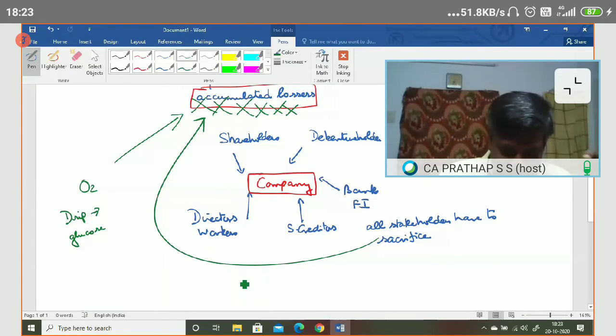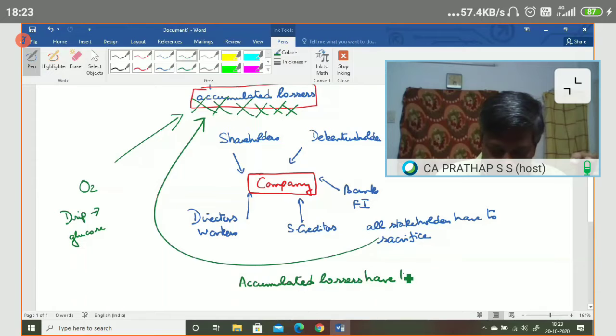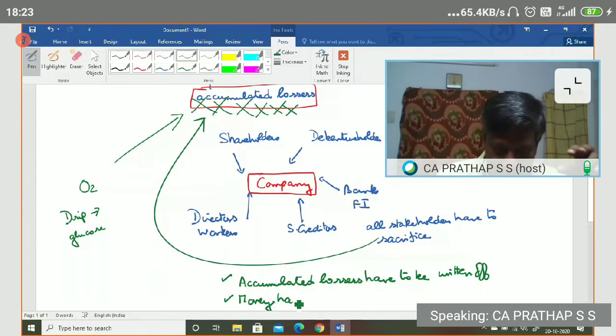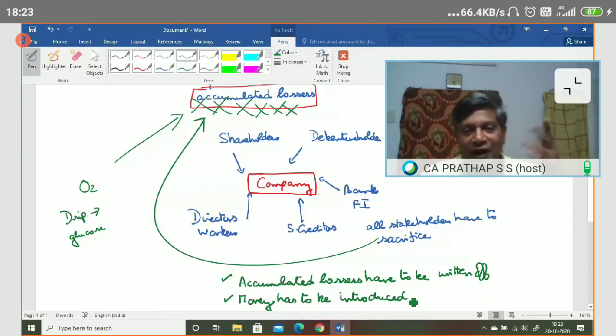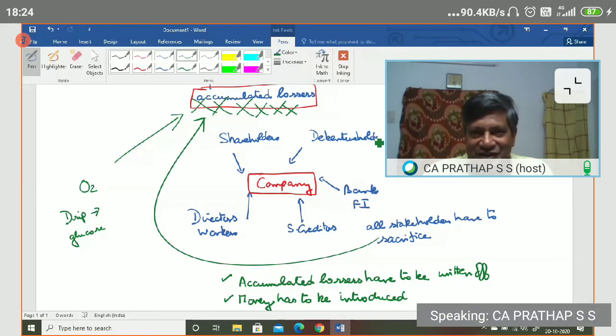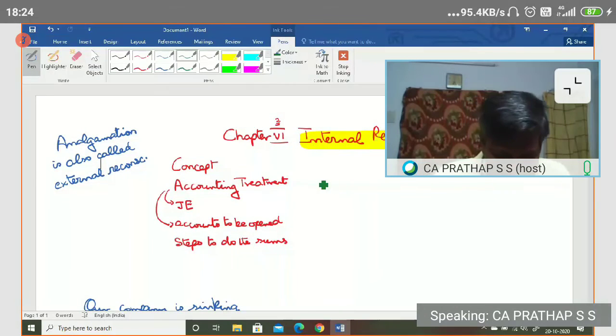So to rehabilitate a company, two things are required. First, losses have to be written off, and money has to be introduced, both by the stakeholders. Okay, are you okay with the concept, guys? Are you okay with the concept? Internal reconstruction is basically financial re-engineering. Okay, it is financial re-engineering.